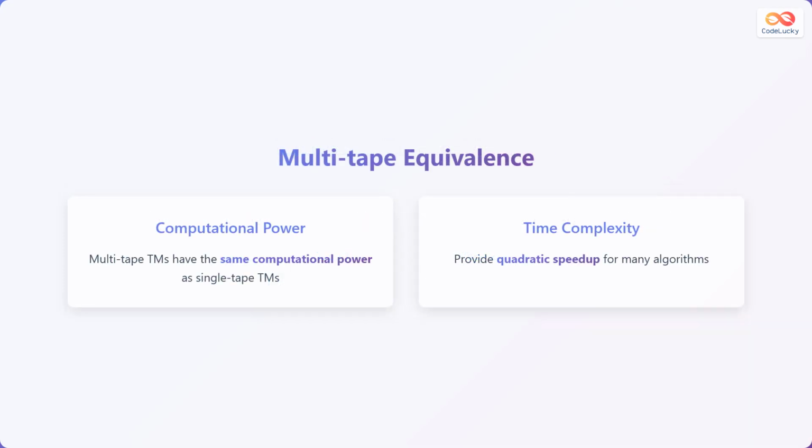Let's discuss the equivalence of multi-tape Turing machines. Multi-tape Turing machines possess the same computational power as single-tape Turing machines. Additionally, they offer quadratic speedup for many algorithms, enhancing their efficiency.